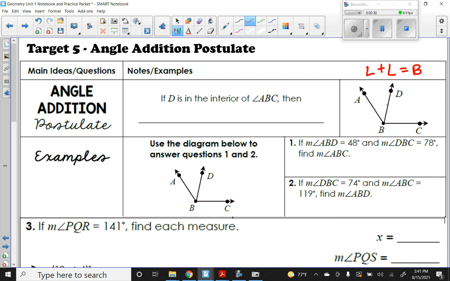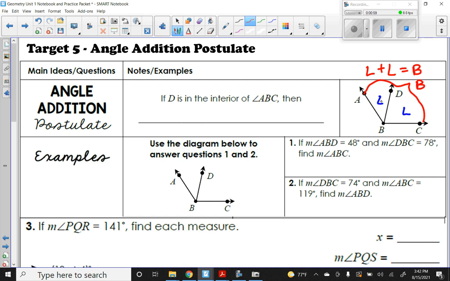So what you need to understand is that this big angle here has an interior. That would be the smaller opening I'm referring to. So that means D is on the interior. What we want to do is recognize this as a little, and this as a little, and that whole big thing as a big.